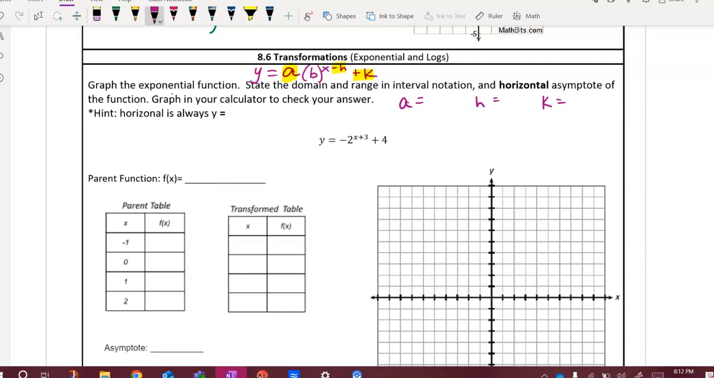As a reminder, which we've talked about in the last two videos, A either represents a vertical stretch or a vertical compression. It represents a stretch if it is greater than 1, a compression if it's less than 1. H goes either left or right, but we remember that x lies. So it's always opposite of what we see it as. K goes up or down.